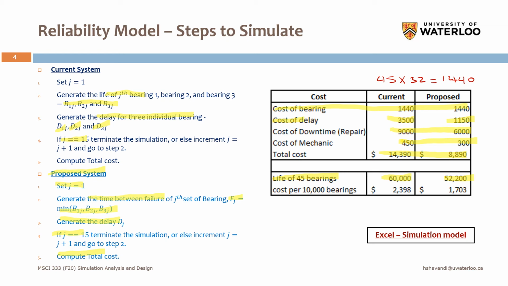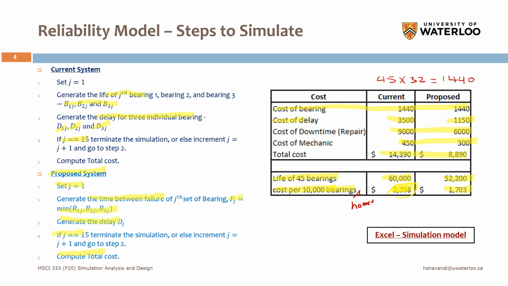And so because of that, we are going to calculate the cost per 10,000 bearings hour, okay? And as you see here, we have $2,398 for the current system and $1,703 for the proposed system, okay?